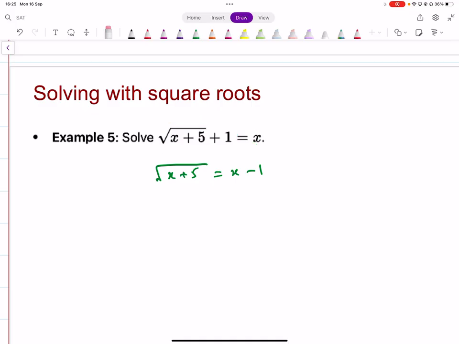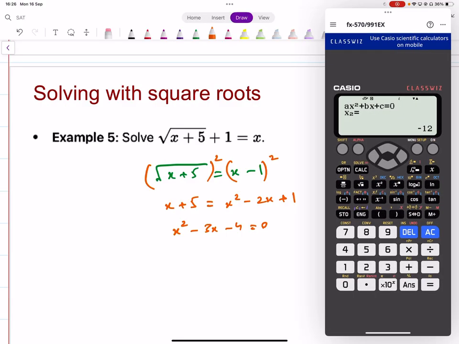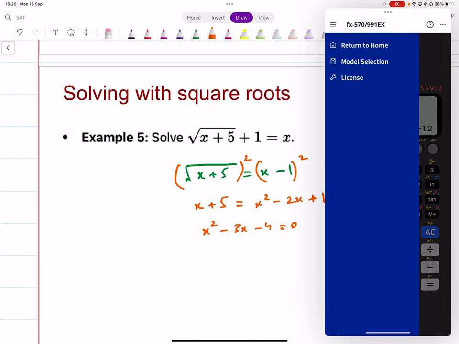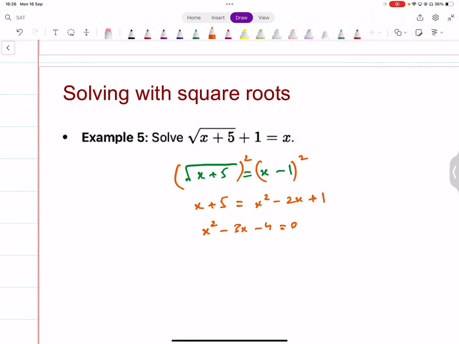You should take 1 to the other side and then you square both sides. On the left side you have x plus 5. On the right side you have x squared minus 2x plus 1. Take everything to one side. X squared minus 3x minus 4 equal to 0. Put this on your calculator and see what that gives you. X equals 4 and minus 1.